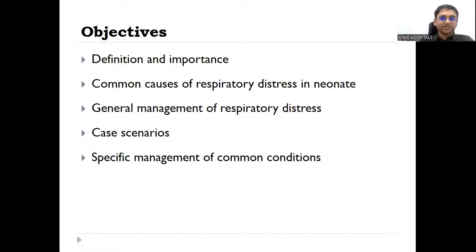The objective of the presentation is, first, we'll define what is respiratory distress, what are the common causes of respiratory distress in the neonates, and how do you generally manage these babies. Then we'll discuss different case scenarios with the specific management of the common conditions.